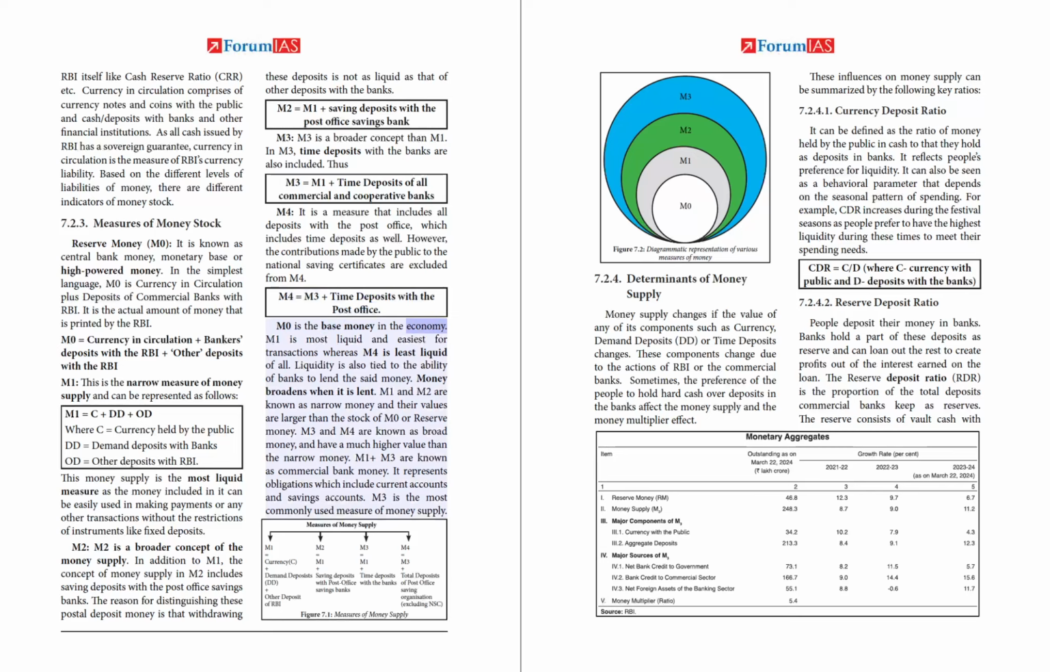M0 is the base money in the economy. M1 is most liquid and easiest for transactions, whereas M4 is least liquid of all. Liquidity is also tied to the ability of banks to lend the said money. Money broadens when it is lent. M1 and M2 are known as narrow money and their values are larger than the stock of M0 or reserve money. M3 and M4 are known as broad money and have a much higher value than the narrow money.